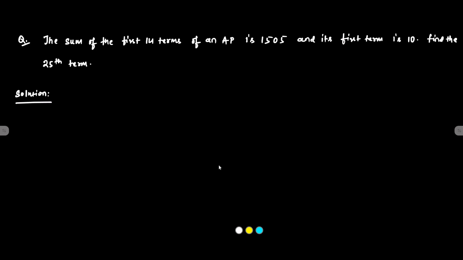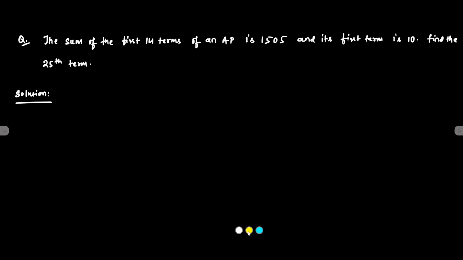So here is another question on the sum of n terms of an AP. It is given the sum of the first 14 terms of an AP is 1505 and its first term is 10. Find the 25th term.